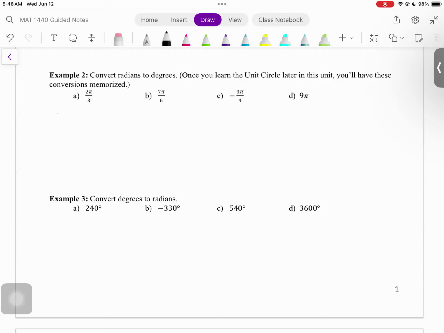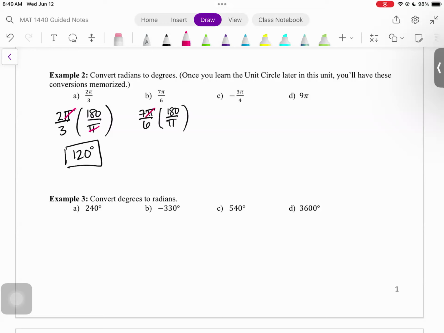So 2 pi over 3, we're going to multiply this by 180 over pi. Again, those factors of pi cancel out. This is equivalent to 120 degrees. 7 pi over 6, multiplying by 180 over pi. This simplifies to 210 degrees.